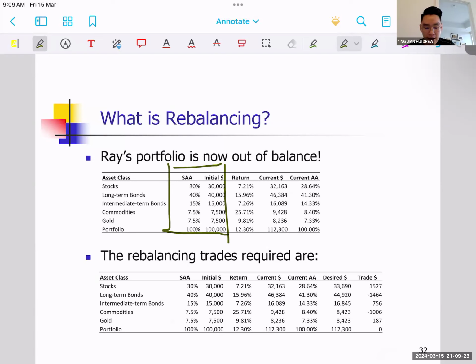Now, what is happening? Our current SAA has changed significantly. So you just look at stocks. Stocks has decreased. Our bonds has increased a bit. And there's some change in commodities and gold as well. So what we require is now we need to do a rebalancing trade to ensure that we maintain the desired percentages, right? Back to 30%, 40%, 15%, 7.5, 7.5.